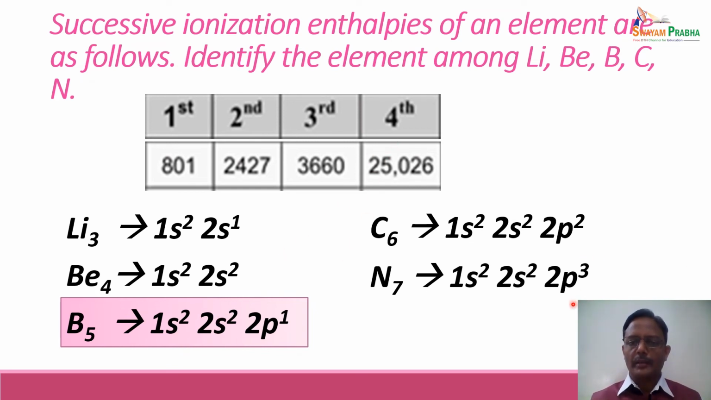If we consider carbon and nitrogen, for carbon these two electrons will be lost easily and the third ionization enthalpy will be exceptionally high. In case of nitrogen, the fourth ionization enthalpy will be directly high, and as a result we can conclude from all these five electronic configurations that this is the boron atom whose ionization enthalpies are given over here. In other words, as we have discussed the applications of ionization enthalpies in the previous classes, we can conclude which element it is on the basis of the given ionization enthalpies.